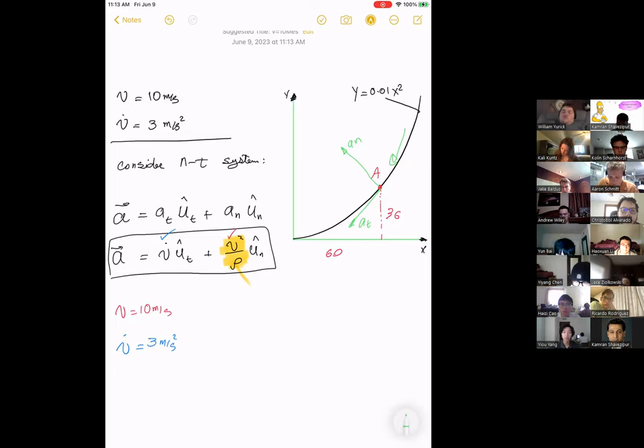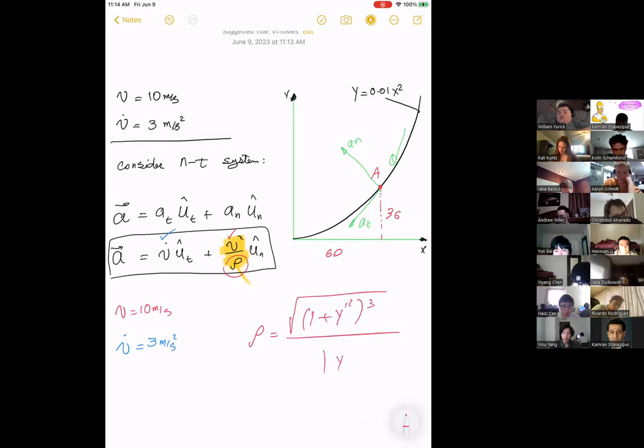Okay. Now, in this equation, I have V dot, I have V. What is missing is technically rho, right? What was the equation for rho? Is this correct? I don't trust my memory. Do you guys have it in your notes? Yeah. Right. Okay. So if that's the case, let's find out the value for rho.